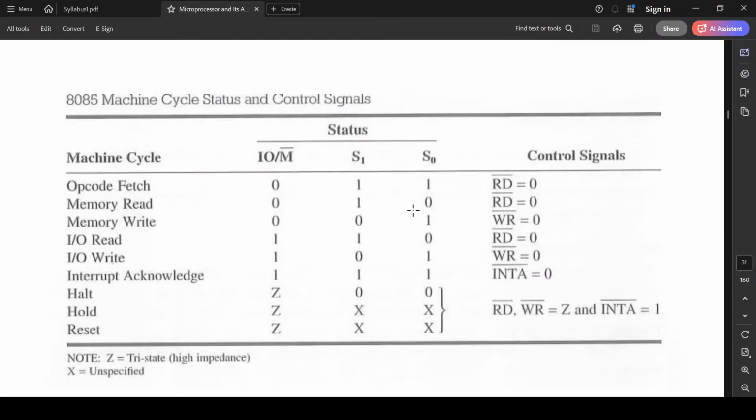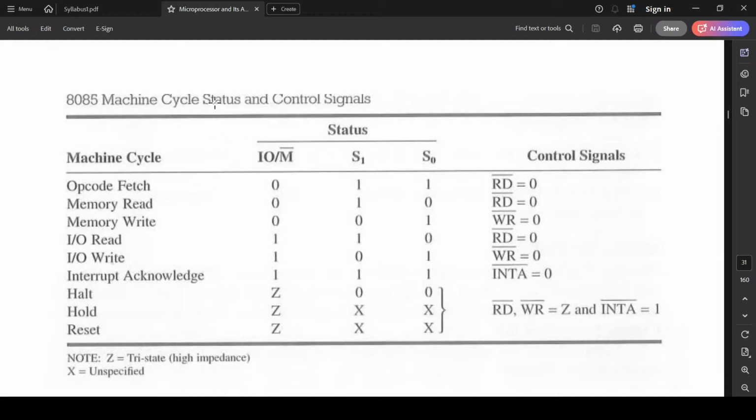Next. 8085 machine cycle status and control signals. You guys don't know, but I love technology and gadgets, but this haunts me. I love Snapdragon, Exynos, all the companies and their processors, but come on, what is this?